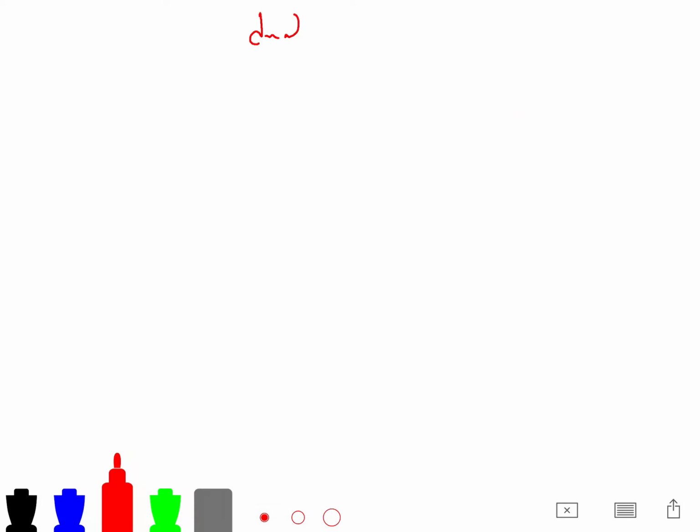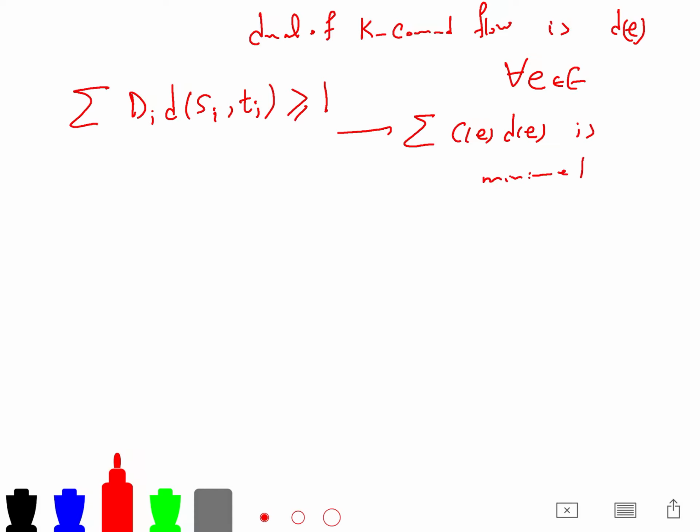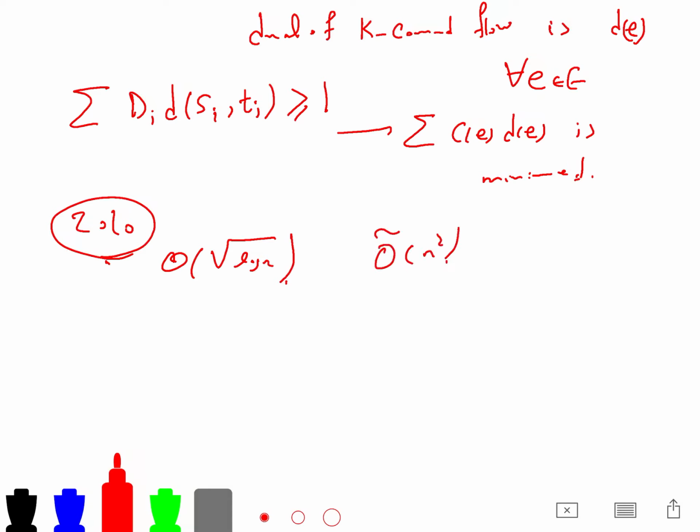And so the dual of this is important. The dual of the K commodity flow is finding distance d of e, such that for any edge, d of source and sink is greater than 1, so that the sum of C of e, d of e is minimized. And to understand many things, you need to learn this article, O log n approximation to sparsest cut in O tilde n squared time, again by Sanjeev Arora, but this time with Elad Hazan and Satyen Kale.